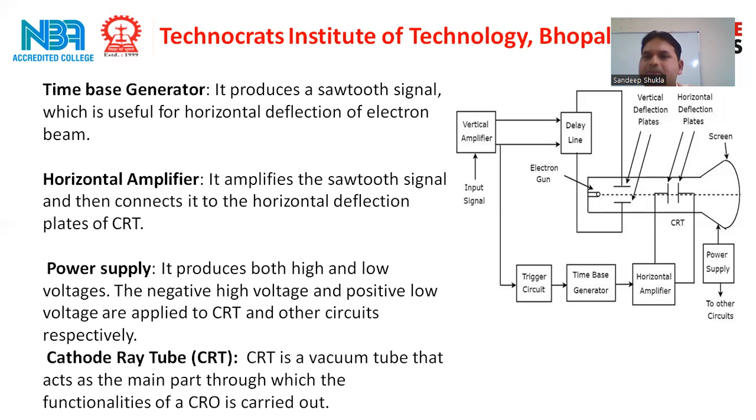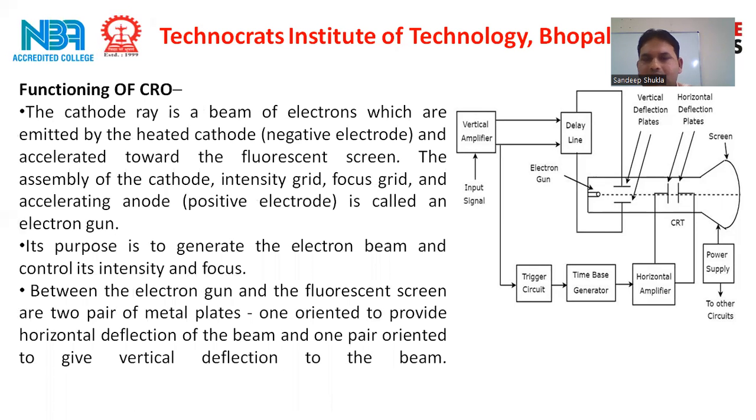And the next part of this CRO is the CRT, cathode ray tube. CRT is a vacuum tube that acts as the main part of the CRO. The cathode ray is a beam of electrons which are emitted by the heated cathode and accelerated toward the fluorescent screen. The assembly of the cathode, intensity grid, focus grid, and accelerating anode is called an electron gun. Its purpose is to generate the electron beam and control its intensity and focus.